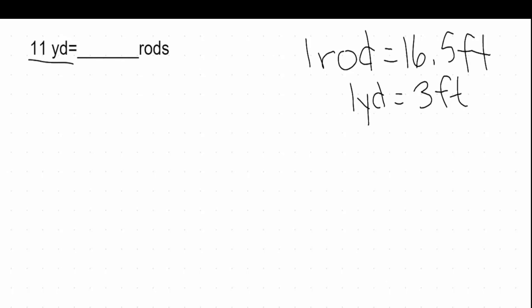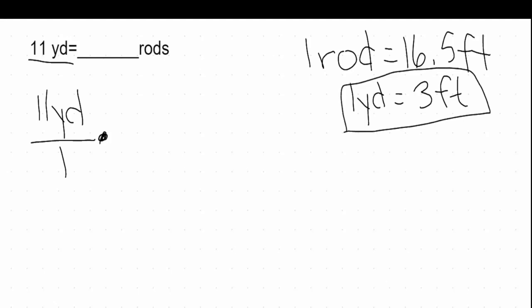You always start with what you're given. So we're given 11 yards, right? I'm going to put that 11 yards over a 1. And I'm going to multiply that by a fraction, hoping that yards is going to go down in my denominator. The conversion that deals with yards is that 1 yard is equal to 3 feet. So I'm going to put the 1 yard in the denominator, and I'm going to put the 3 feet in the numerator. That way the yards are going to cancel out, but it's going to leave me with feet.